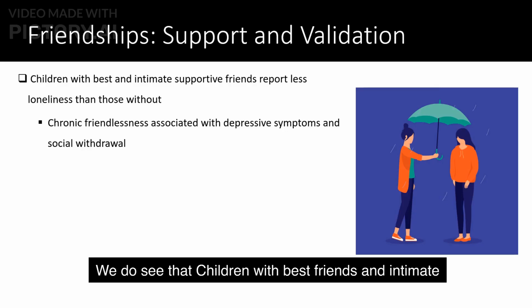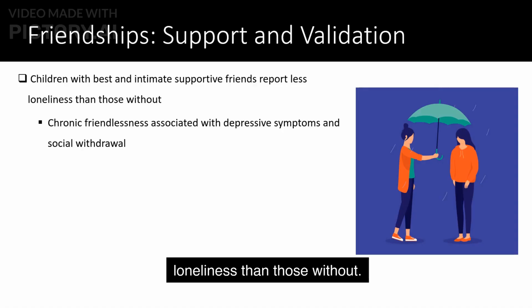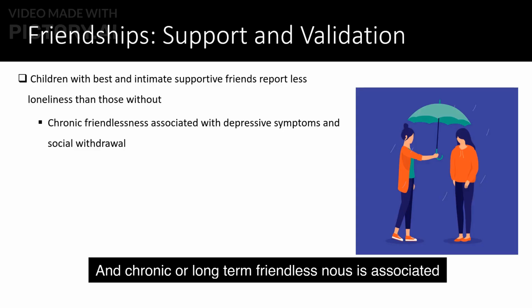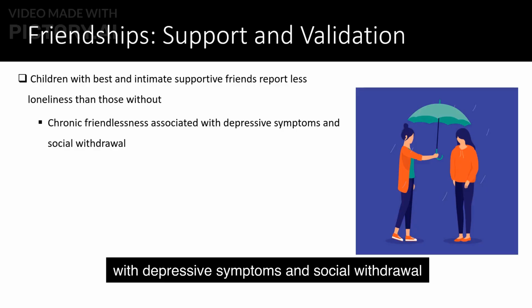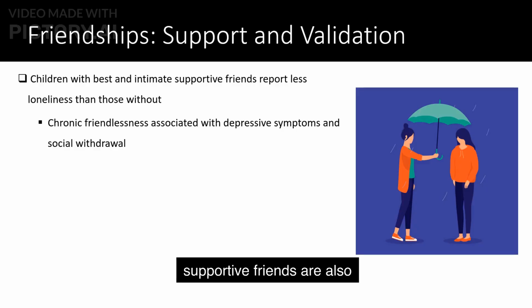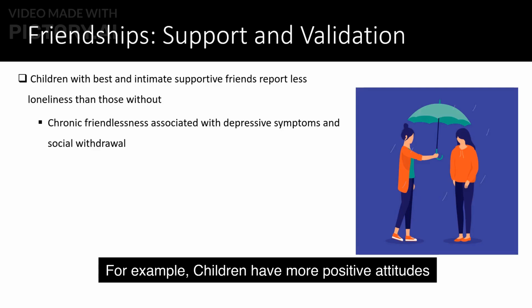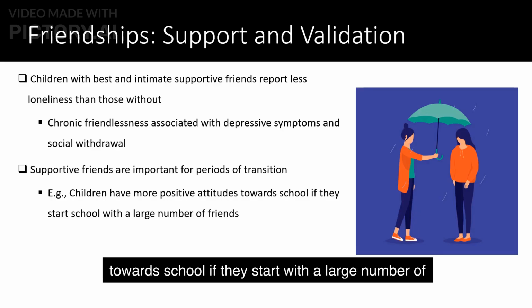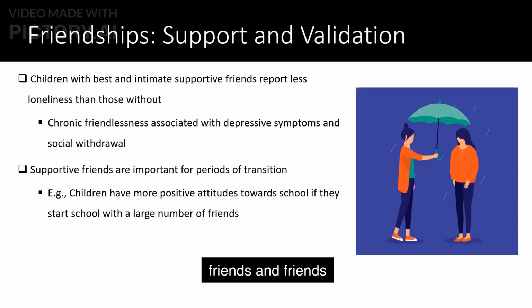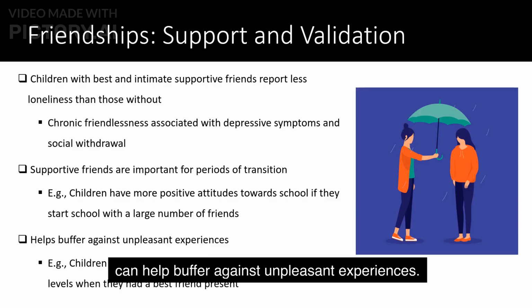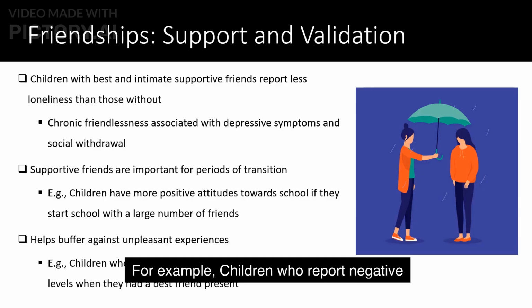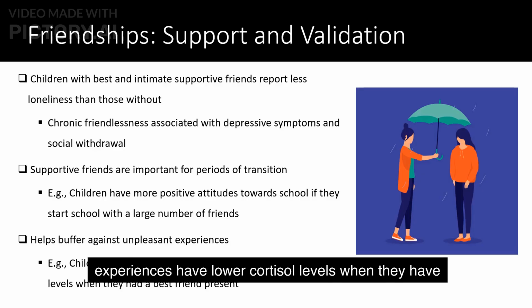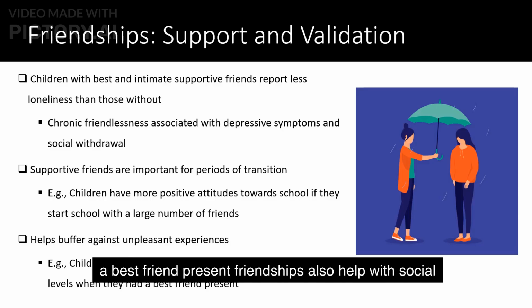Supportive friendships are really important. We do see that children with best friends and intimate, supportive friends report less loneliness than those without, and chronic or long-term friendlessness is associated with depressive symptoms and social withdrawal. Supportive friends are also important for periods of transition. For example, children have more positive attitudes towards school if they start with a large number of friends. And friends can help buffer against unpleasant experiences. For example, children who report negative experiences have lower cortisol levels when they have a best friend present.